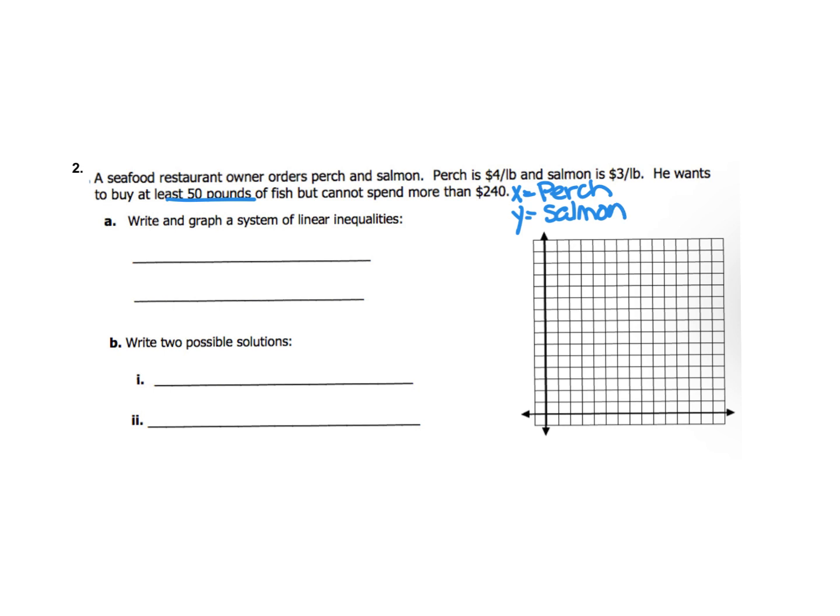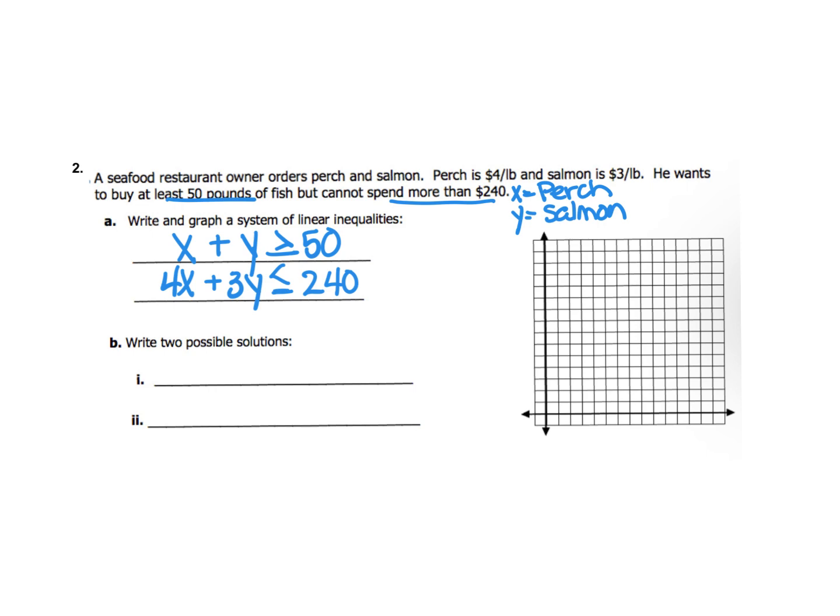All right, so let's do the at least 50 pounds. So you've got X, which is perch, plus our salmon, has to be greater than or equal to 50 pounds. So he can have 50, but he cannot have less than 50. He could have more than 50. And then for our next equation, we have to assign the money. So $4 for the perch, and $3 for the salmon, and he can spend no more than $240. So he can spend all $240, which would give us the equal, and he can spend less, so it's less than or equal to.